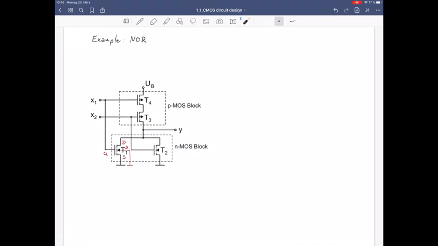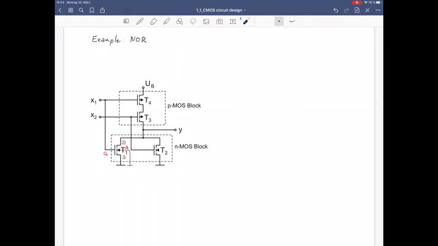Last thing we should note is that if you look at the PMOS block, here we have, for example, a series connection of transistors. Then you always have the different type of connection, a parallel connection, in the other block, in this case the NMOS block. So the two blocks, PMOS and NMOS, are kind of complementary, which actually gives this technology its name. So we are talking about complementary MOS technology, or simply CMOS technology.